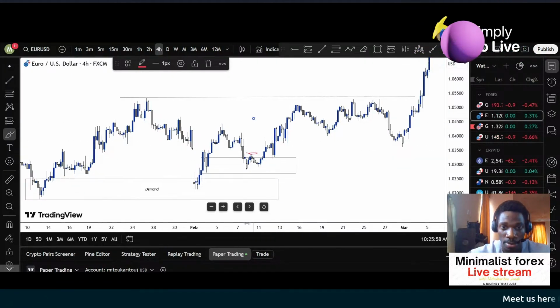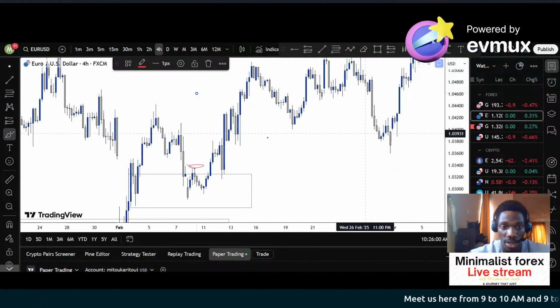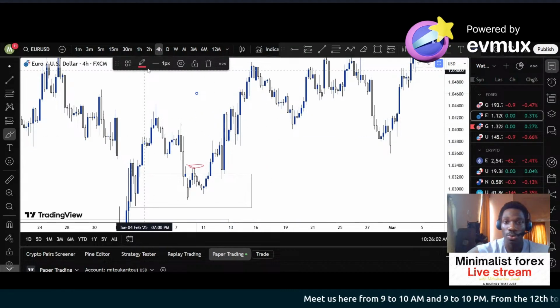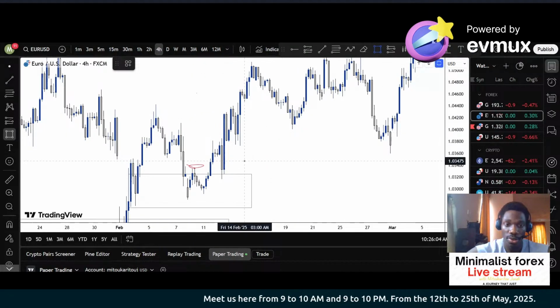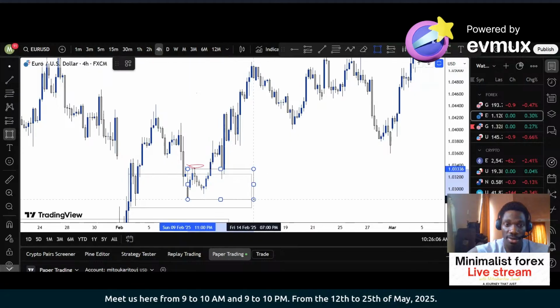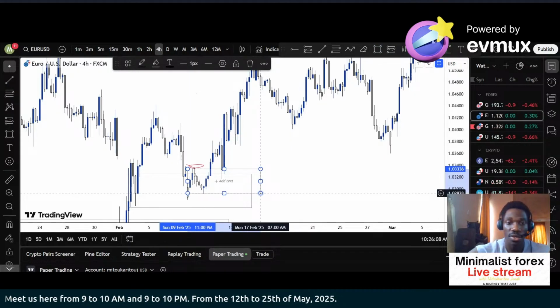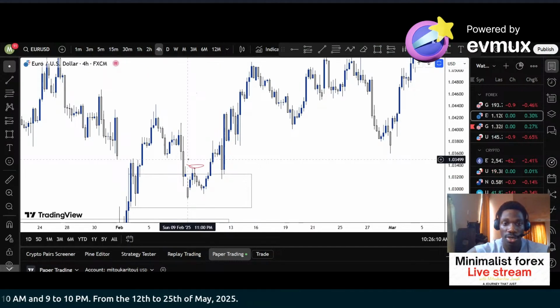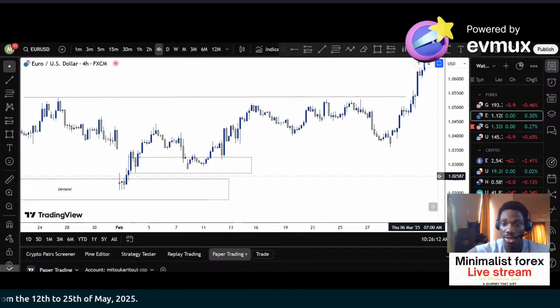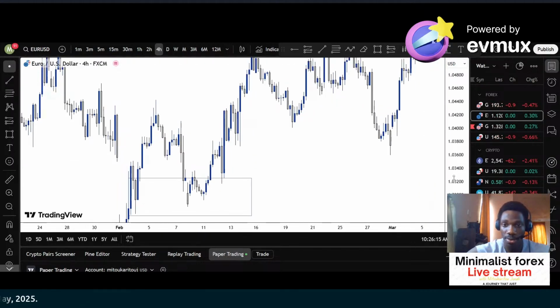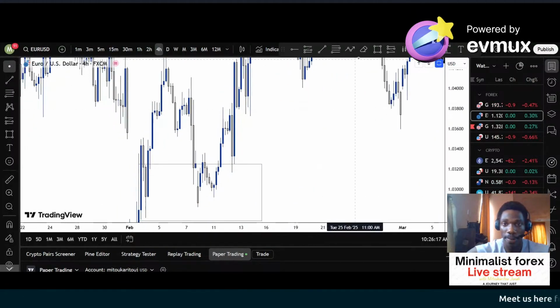But it's not all the time the market will always come down to demand. Sometimes it just has to come down to a discount zone. All right. So a discount zone is basically half off. A discount zone is basically halfway through the entire swing. And I'm going to explain what that means here.